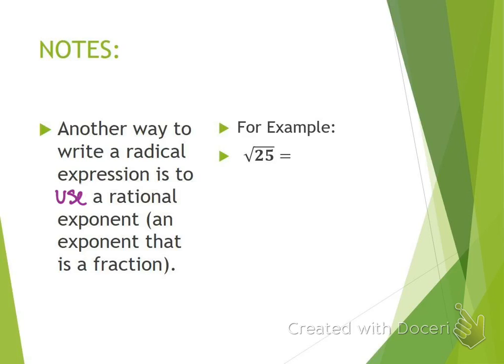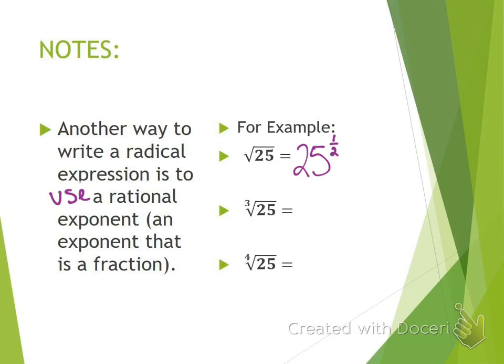Okay, so we have a couple examples we're going to put up here. Use a rational exponent. So for example, the first one is what kind of root? A square root. So we would write this as 25 to the 1 over, what's our index for a square root? 2. So this becomes 25 to the 1/2. Let me write that a little bigger so you can see it. 25 to the 1/2 power.